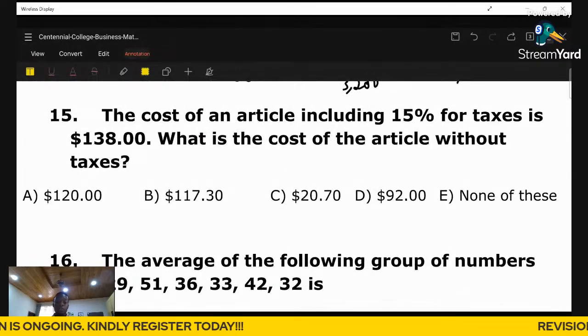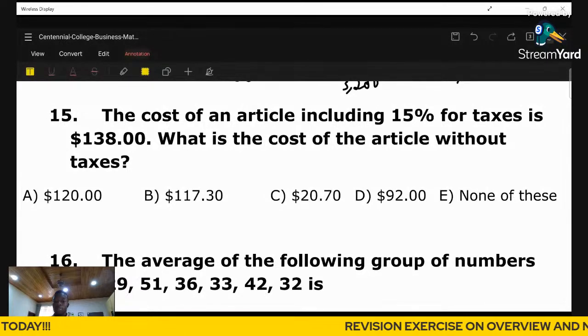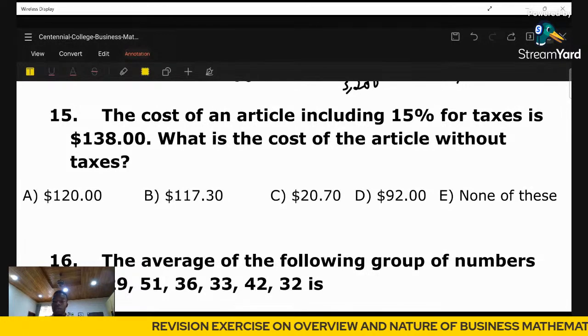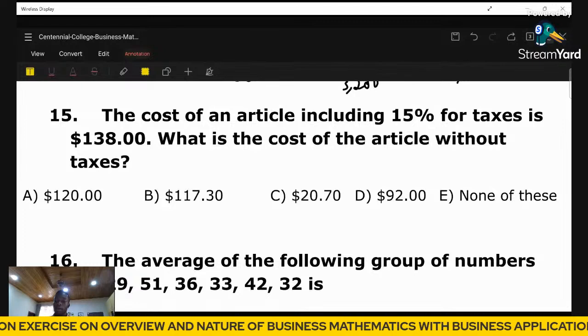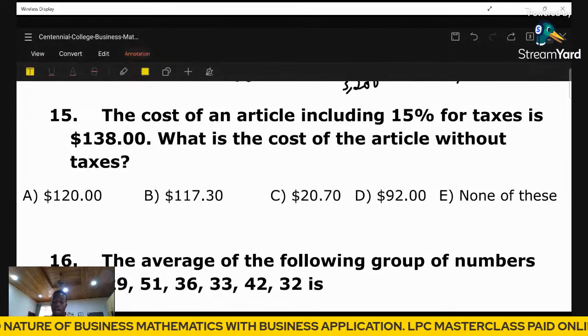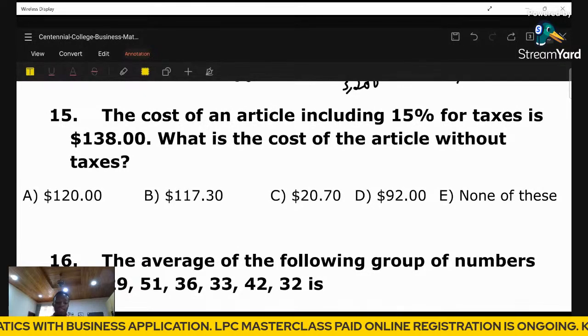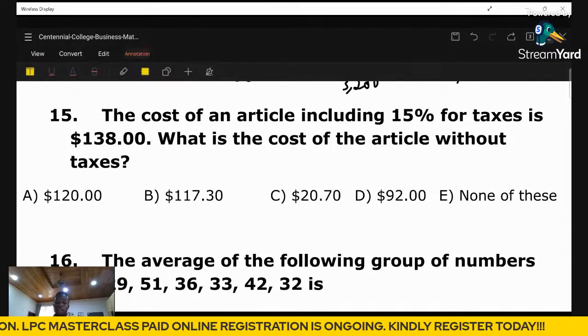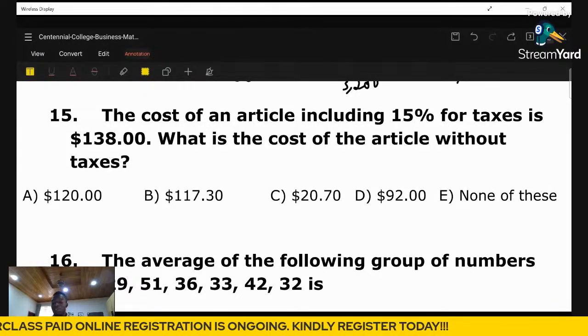Let's go back to question 15. Question 15. The cost of an article, including 15% for taxes, is $138. What is the cost of the article without taxes?